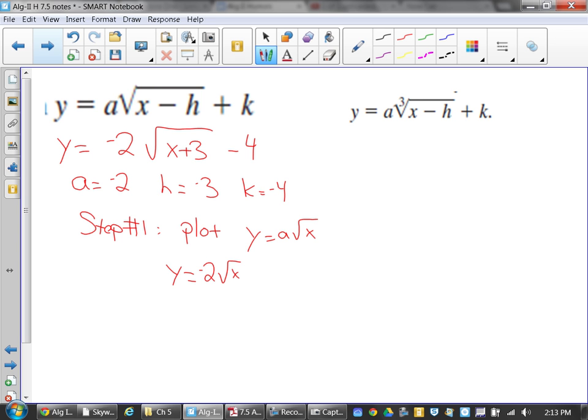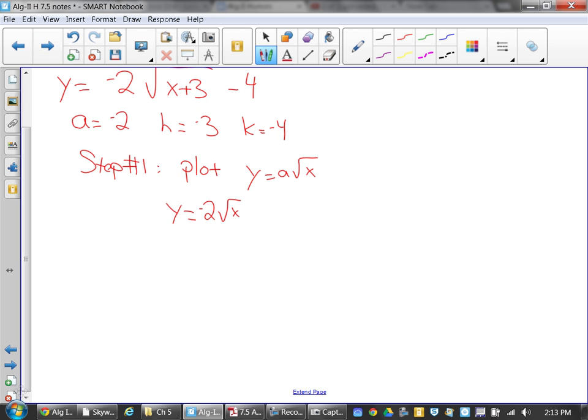What are the values of x you think I'm going to choose? 0, 1, 4, and 9. So I'm going to pick values of x at 0, 1, 4, and 9. I'm going to substitute into that value, the square root of x, to generate my y value to get my ordered pairs. Okay?